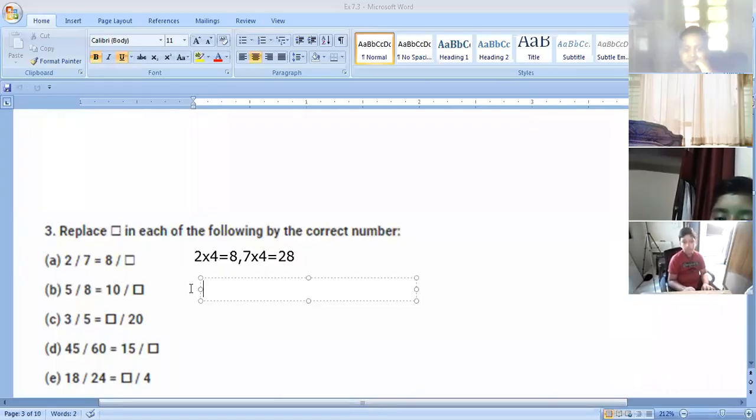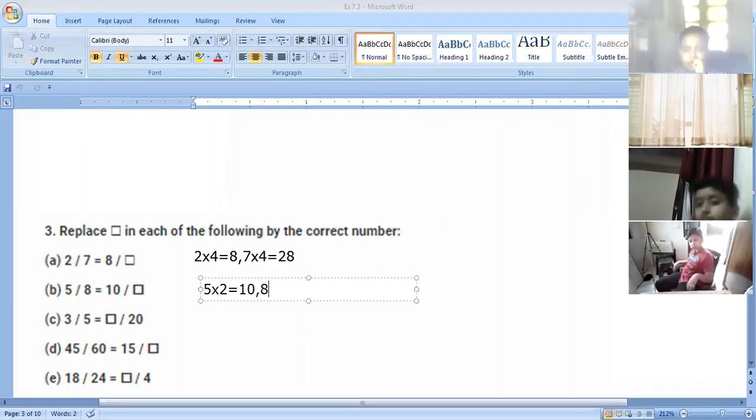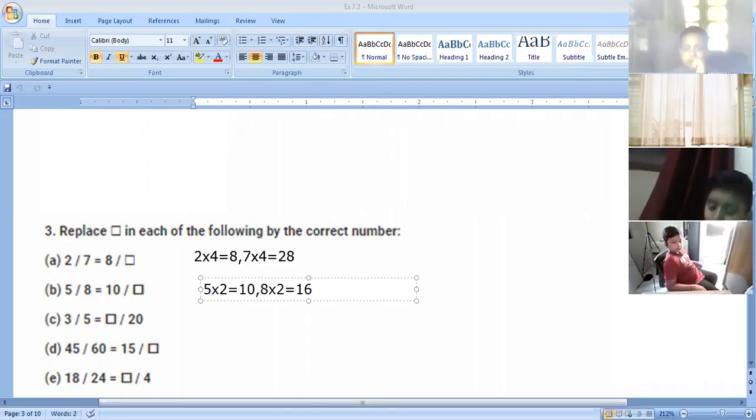5 2s are 10. Then 5 2s are 10. When you multiply it with 2, you will be getting 10. Numerator is given. Now we are going to multiply the denominator. Yes, Charvi, you're right. 8 2s are 16. So in the box, we are going to write 16 here.